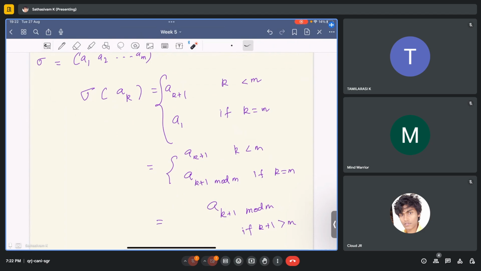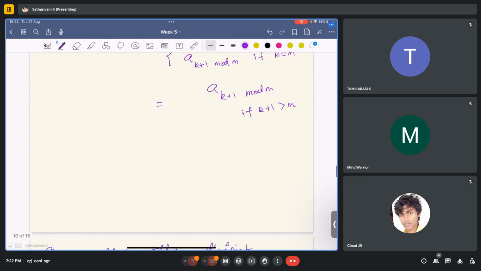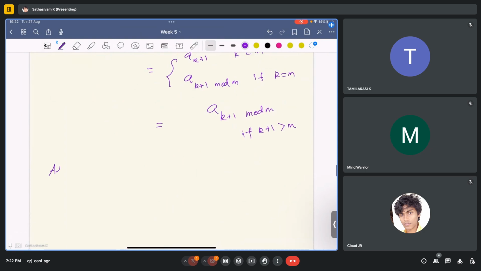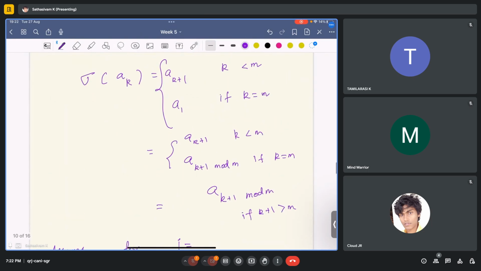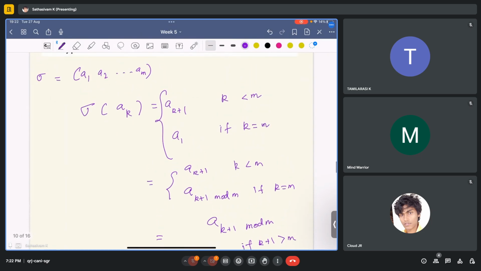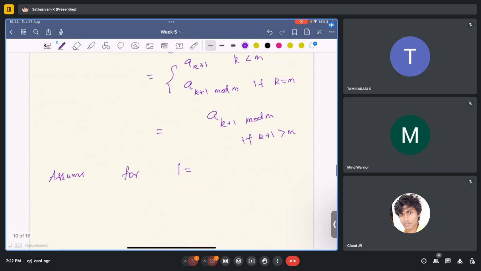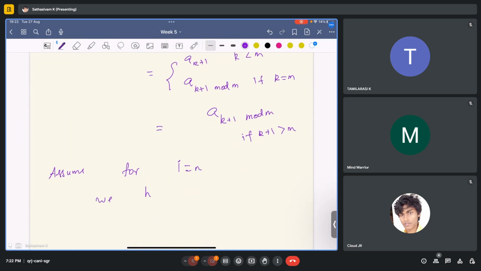We have to prove for all sigma I. How do you do it? Proof goes by induction. Assume for I equal to n, we have sigma power I of ak is nothing but a k plus I mod m.